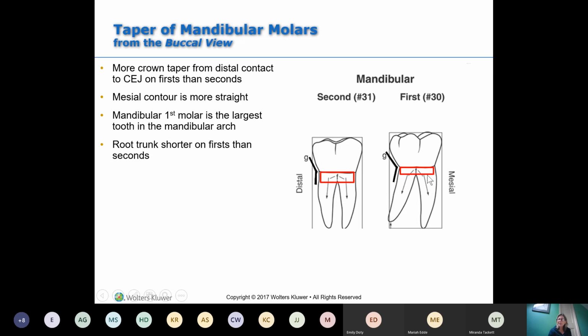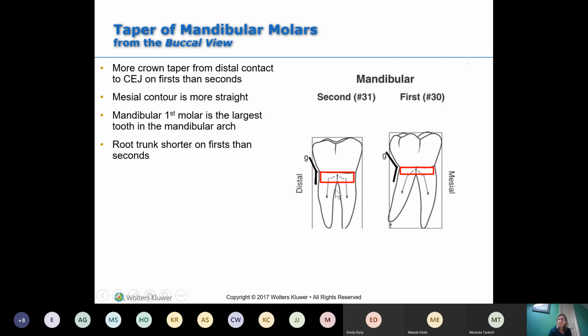You are oftentimes going to see the root trunk when a patient has a lot of recession. So you've got your crown of your tooth, you've got your CEJ, and then you've got this root trunk area, and then your roots split into their separate roots. This root trunk area on a first molar is shorter than it is on this one. So in other words, the furcation comes up higher than it does on this one.